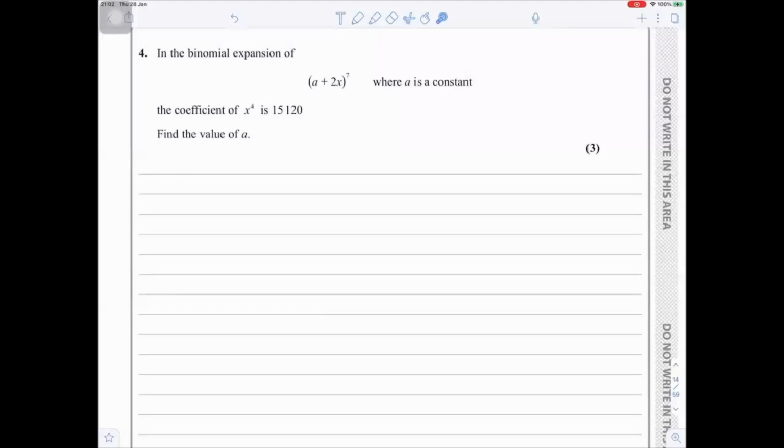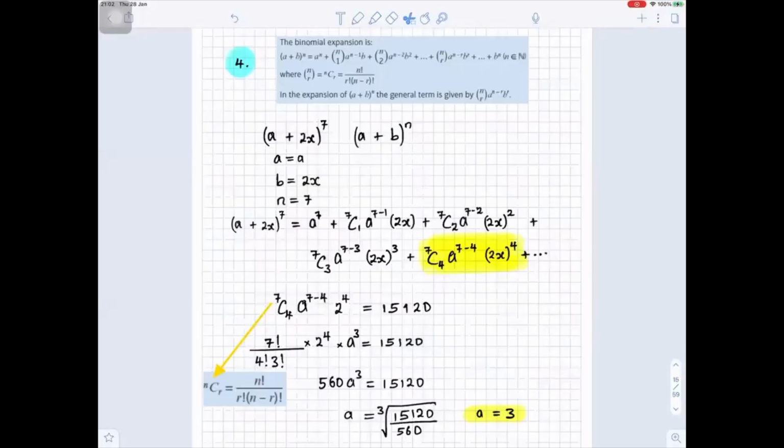Question number 4. In the binomial expansion of (a + 2x)^7, where a is a constant, the coefficient of x^4 is 15,120. Find the value of a. So we want to use the binomial expansion formula. I've got the formula written there at the top, and you can use your calculator or you can use this nCr to simplify.